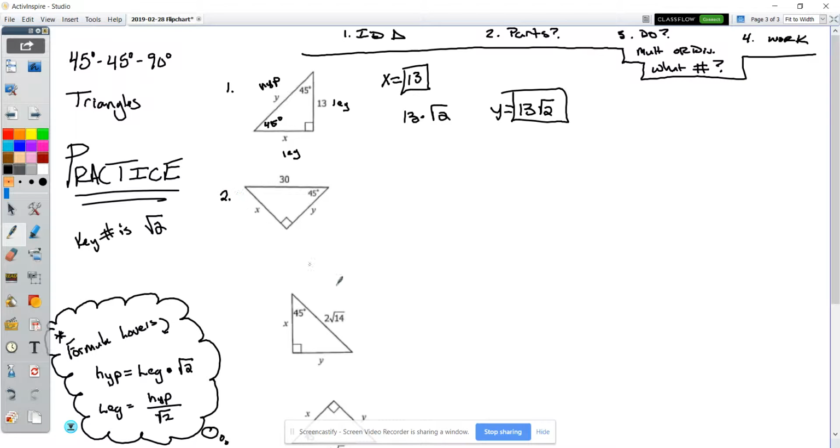Okay, let's do another one here. This one, let's see what we have. We have the hypotenuse this time.